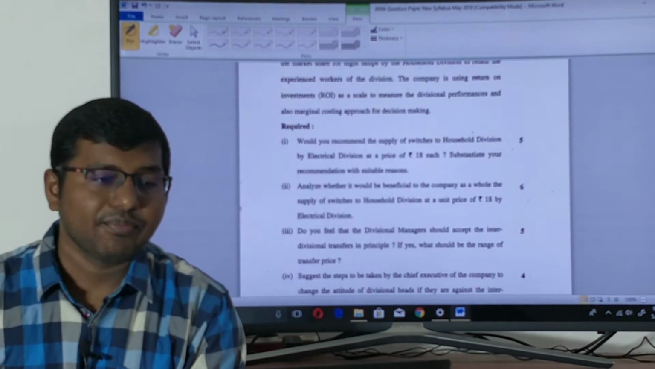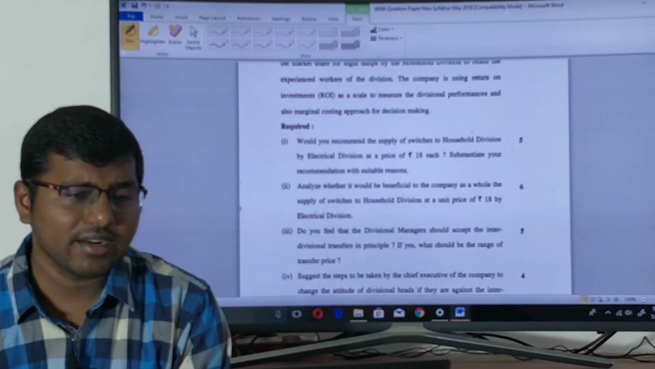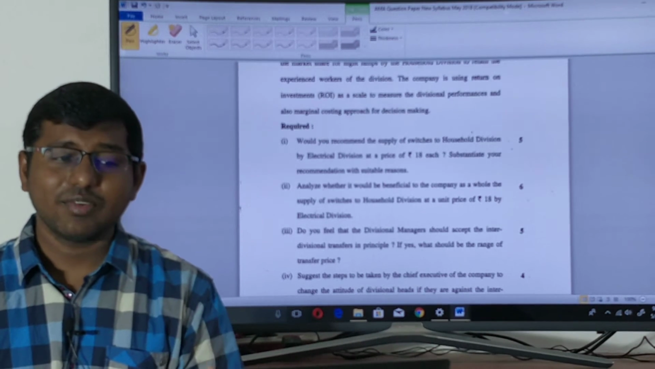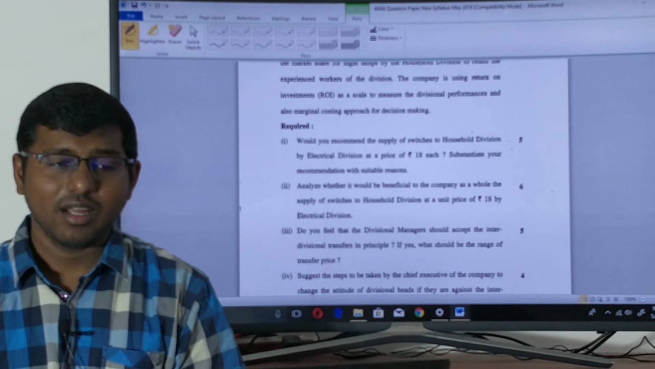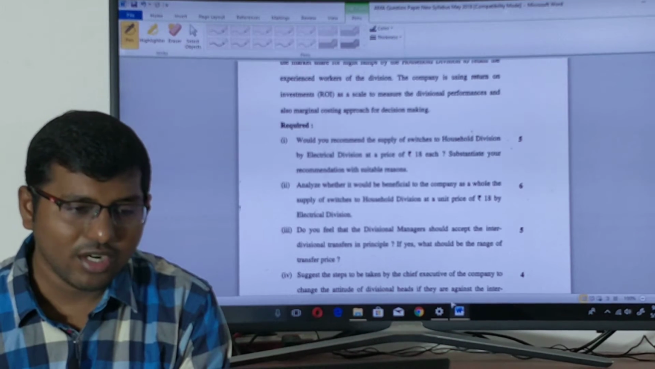Anyway, let's start. Would you recommend the supply of switches to the household division by the electrical division at a price of 18? Which means, would you recommend the supplying division transferring internally to the receiving division at a price of 18? That's the first question. Okay, so let's straight away start solving.